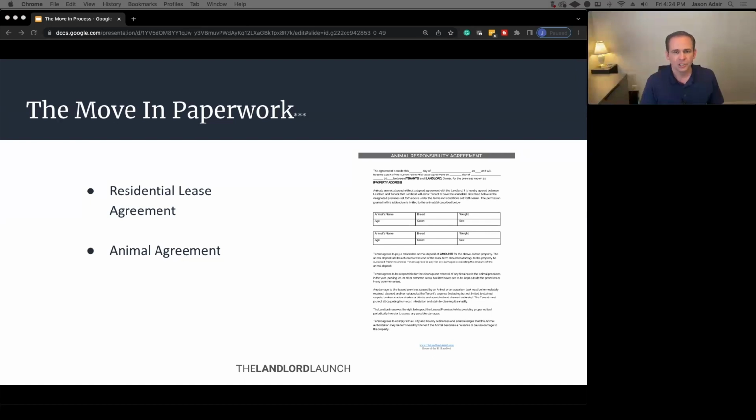And in this session, we are going to take a look at some of the lease addendums that I like to use as part of my standard move-in package. Our first one is the animal responsibility agreement.